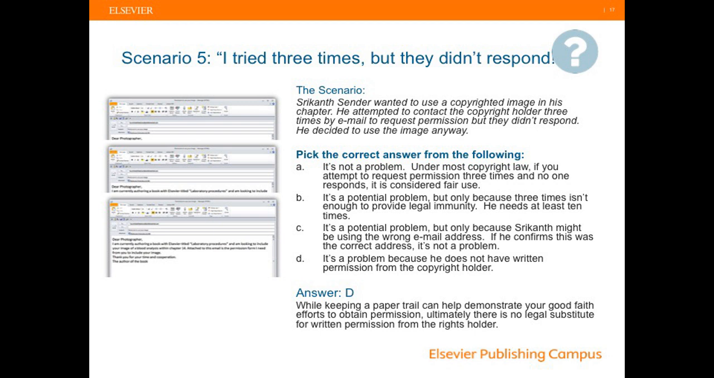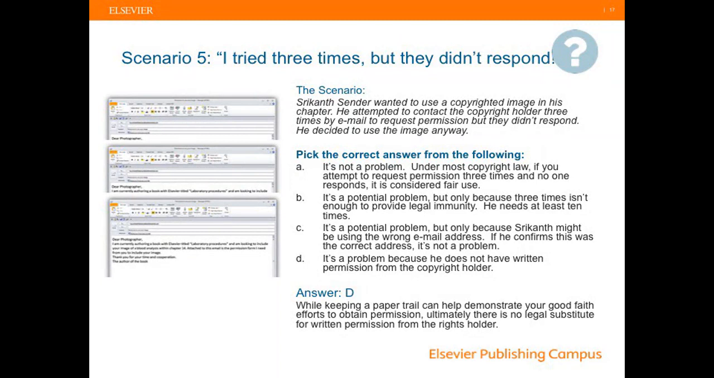Under most copyright law, if you attempt to request permission 3 times and no one responds, it's considered fair use. Or B, it's a potential problem, but only because 3 times isn't enough to provide legal immunity. He needs at least 10 times. C, it's a potential problem, but only because Srikanth might be using the wrong email address. If he confirms this was the correct address, it's not a problem. Or D, it's a problem because he does not have written permission from the copyright holder.